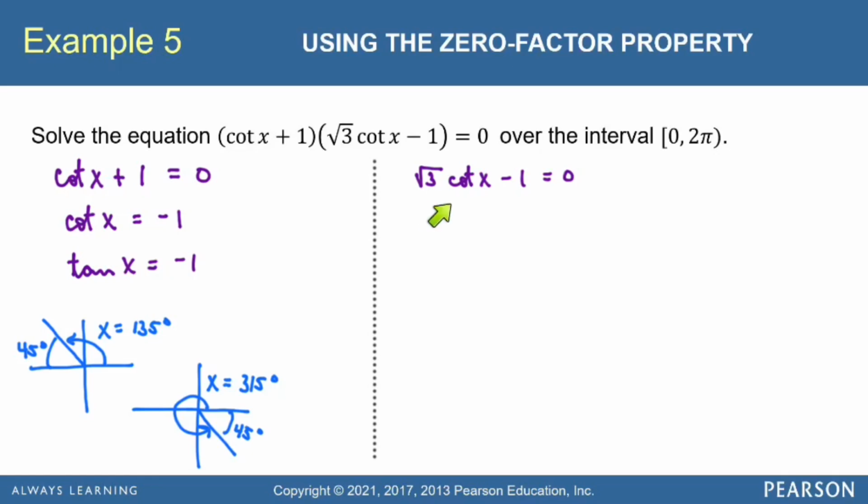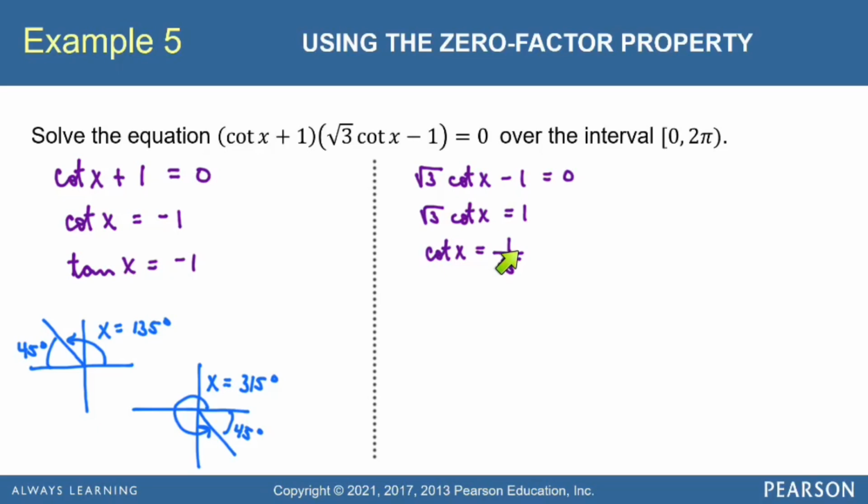Let's take the other factor now. So if this first parentheses times the second parentheses equals 0, it might be that the second parentheses equals 0. So we want to find all values of x that make that second parentheses equal 0. Let's start by adding 1 to both sides. So we'll have square root of 3 cotangent x equals 1. And then divide both sides by square root of 3. And we have cotangent x equals 1 over square root of 3.